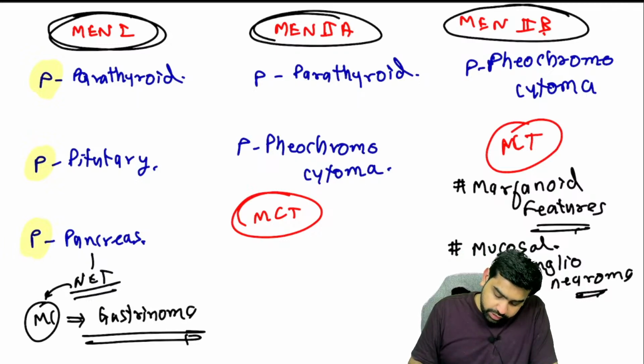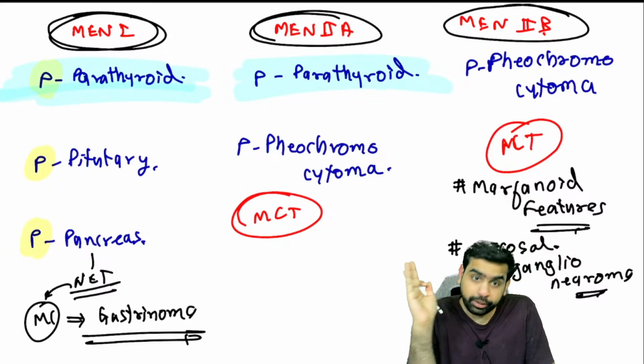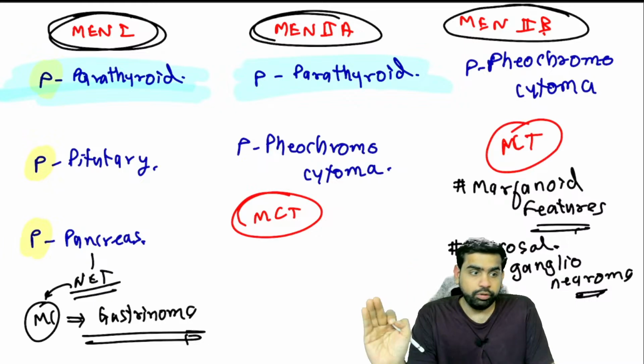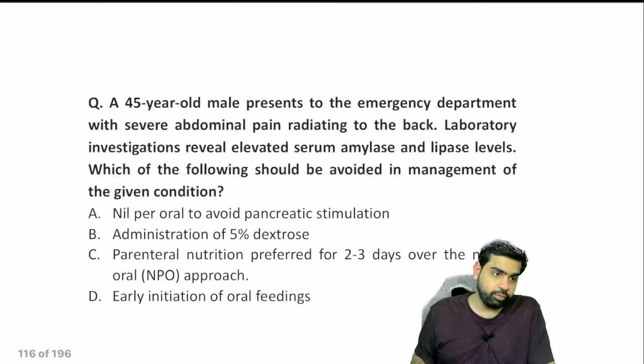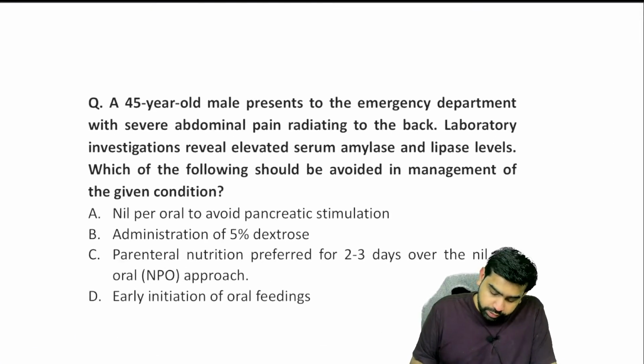And just the last thing I want to emphasize here: parathyroid involvement is present in MEN1 and MEN2A. It is not a part of MEN2B. Okay, I hope you have understood. These are the MEN syndromes, very, very important. Okay, now let's move to the next question.